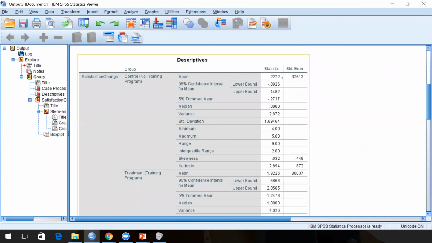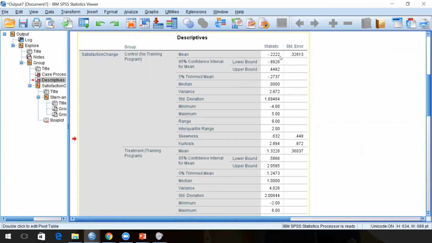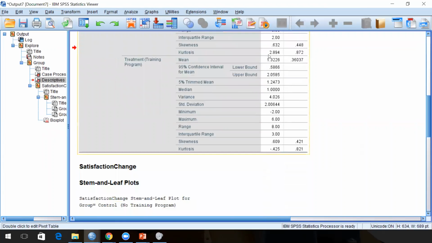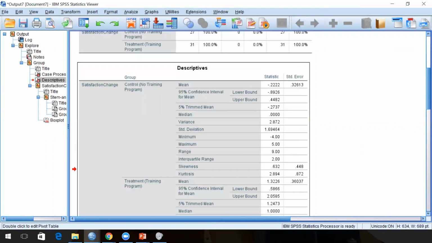First, we have it for the control group, and you see the mean is negative 0.222. So what that's saying is for the control group, their job satisfaction actually went down. It didn't go down by that much, but it did actually go down a little bit. And for the treatment group, it actually went up 1.3, which is a little more substantial. It did go up, and obviously there is a difference.